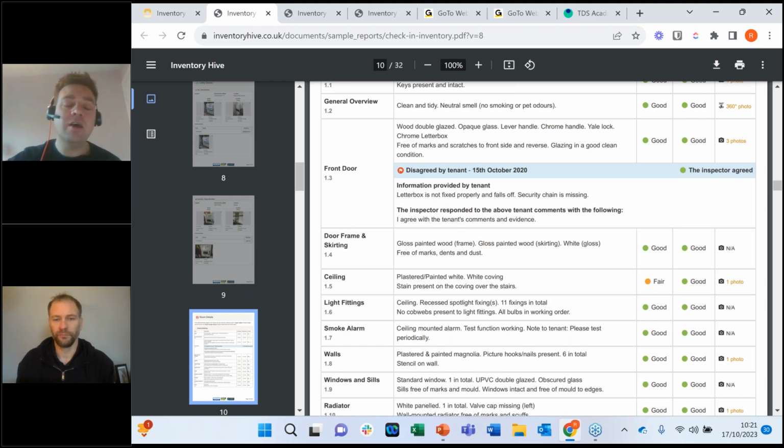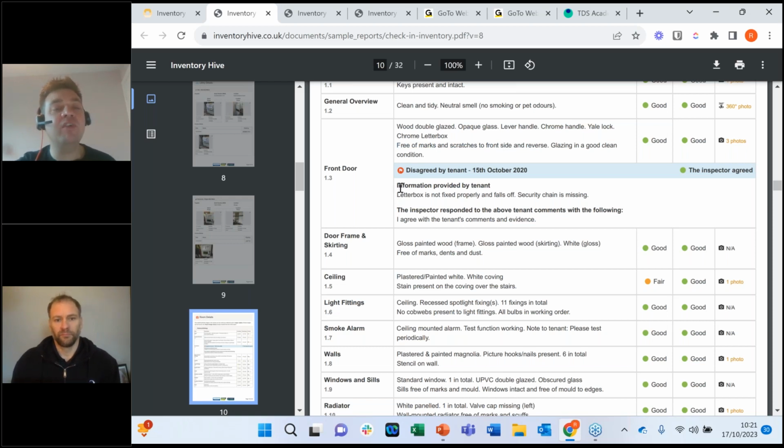There's an example here of where the report has had tenant engagement at the start. Like, for example, the front door, the inspector originally said it was free of marks and scratches to the front side and reverse, glazing in a good clean condition.